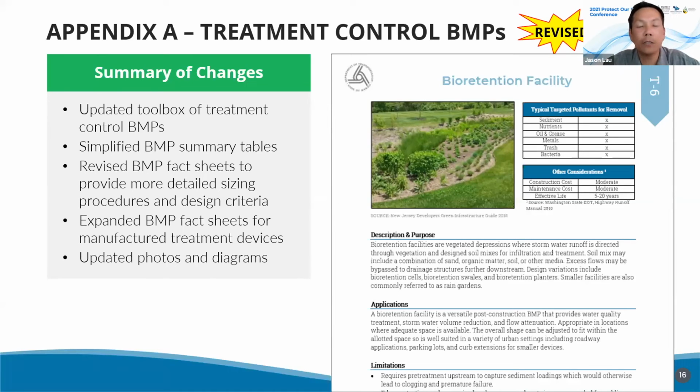Hawaii a lot of times follows what is done in California and Maryland, and so we took some of our cues from those updated manuals as well. And then we also updated some of the manufactured treatment devices, such as hydrodynamic separators and drain inserts, and provided more information there, as well as updating some of the photos and diagrams.